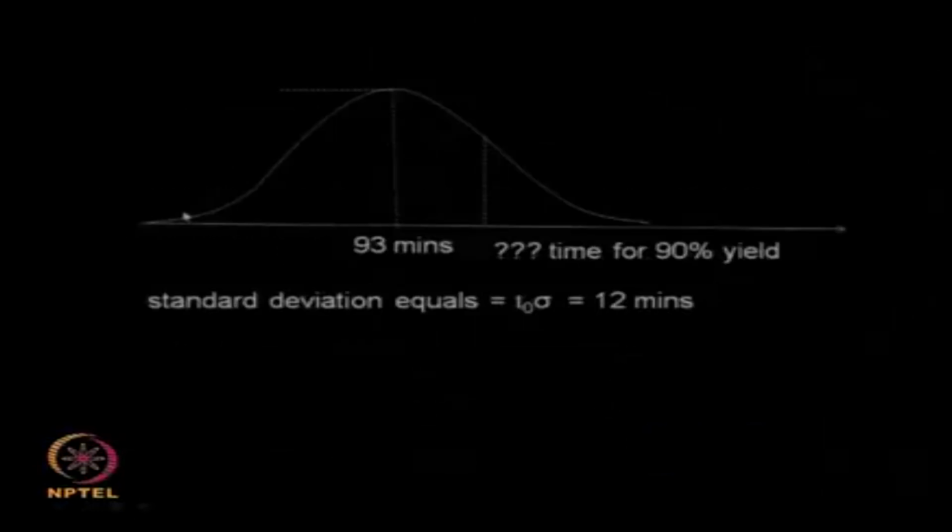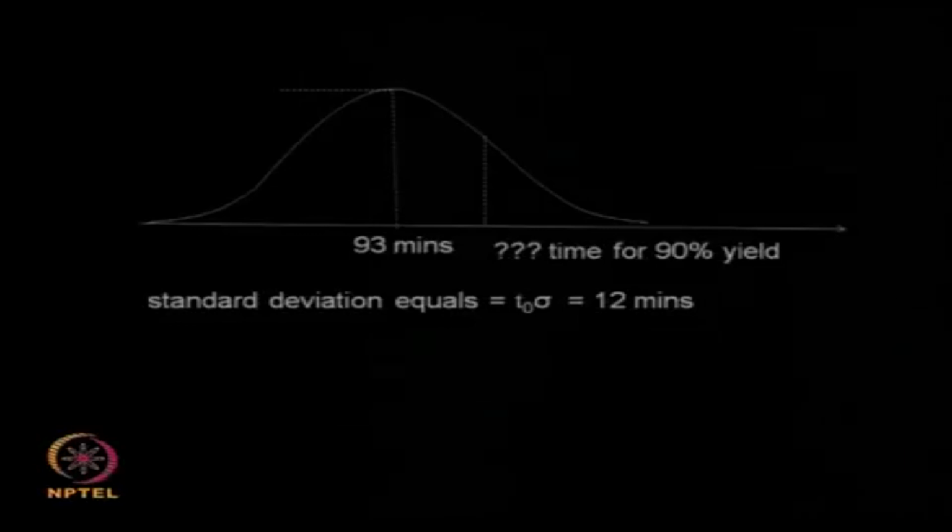Now let us again go back to the same chromatographic output. The retention time is 93 minutes. I want to calculate the time required if I want to have 90% yield. This is a very important problem. I have a protein in a mixture, I am running a chromatography, and I know the retention time and the standard deviation. I want to know how long I should keep collecting this effluent so that I get a yield of 90%. So it is a very important problem.